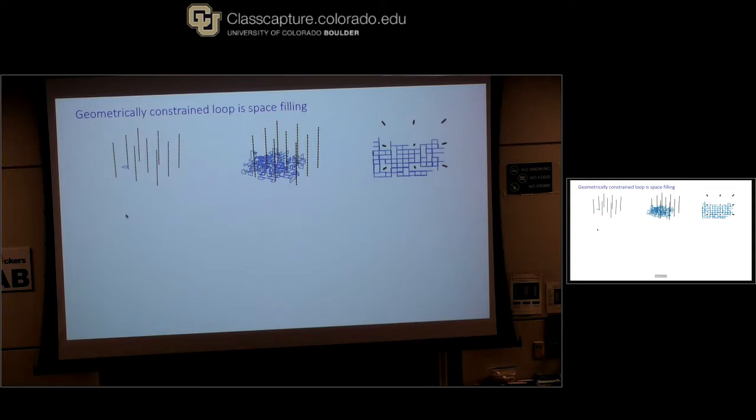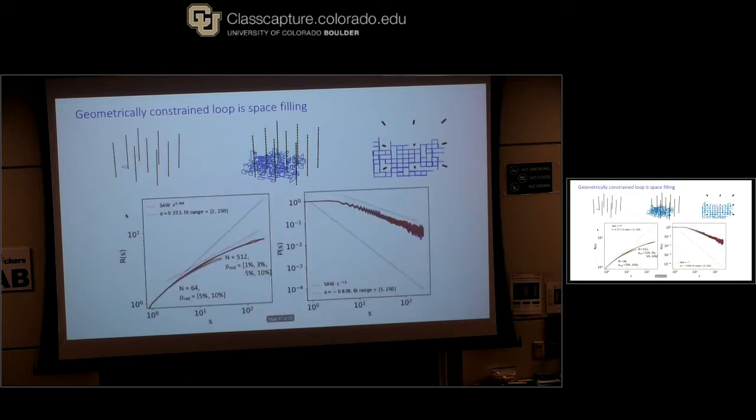Here you can see that this chain is going around the obstacles, but for example, if we pull on the loop, we can pull it away, so it will not be entangled on the obstacles. You can see here already it's kind of space filling, so let's check the exponent.